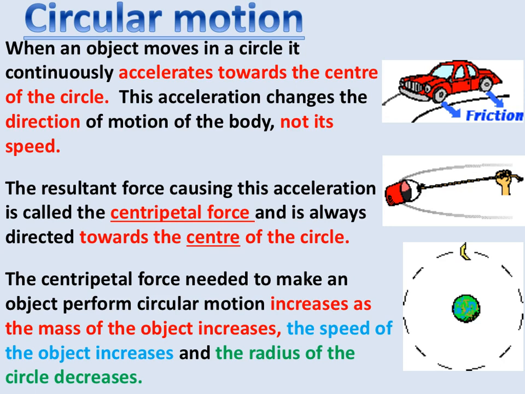The resultant force causing this acceleration is called the centripetal force and is always directed towards the centre of the circle. The centripetal force needed to make an object perform circular motion increases as the mass of the object increases, the speed of the object increases, and the radius of the circle decreases. If you are asked to draw the direction of the centripetal force, remember it always acts as a straight line towards the centre. I've drawn that on there and on that one at the top.